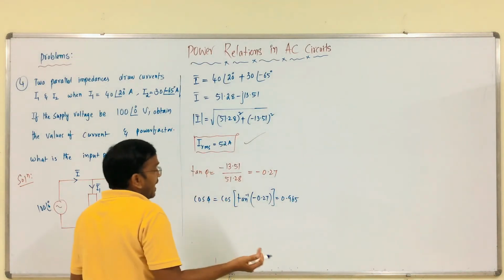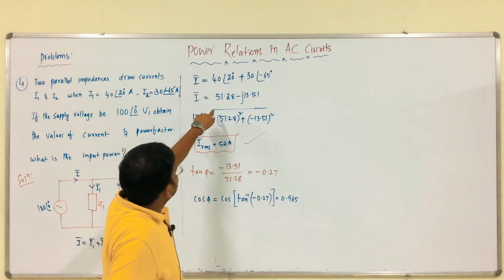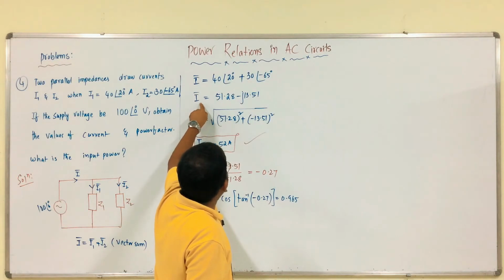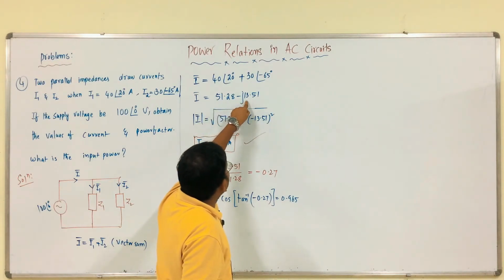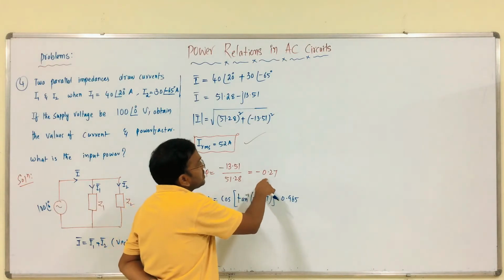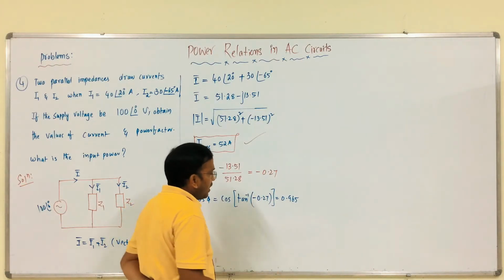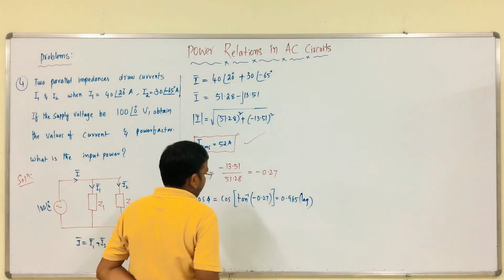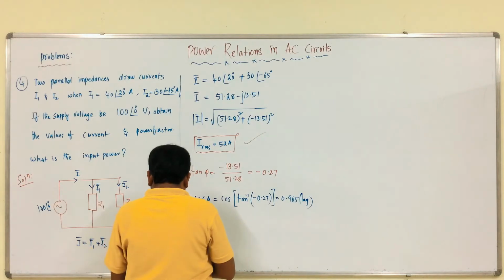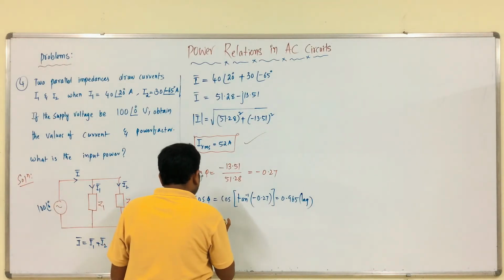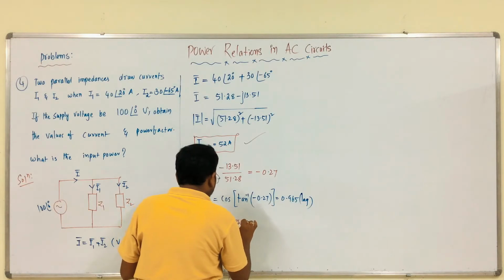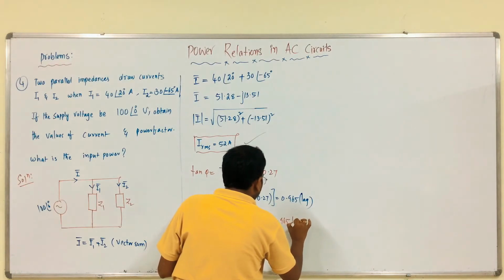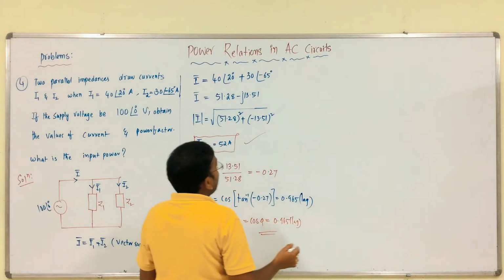We can get 0.965. Lagging or leading? If you do not know the concept of lagging or leading, just see the current, 51.28 minus j13.51. From this we have minus 0.27, which means lagging. Always you have to say with respect to current only. Therefore the power factor, cos phi, is 0.965 lagging. Completed.